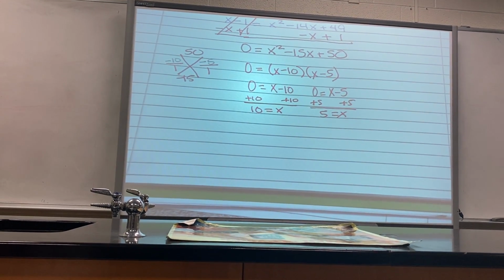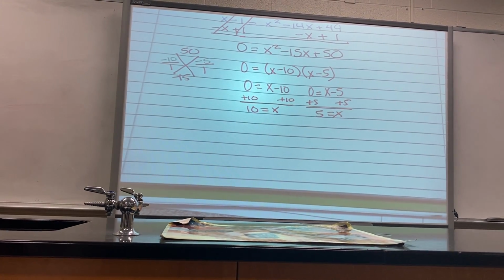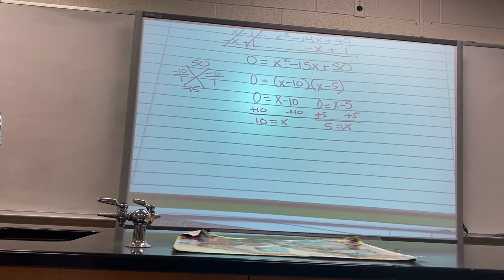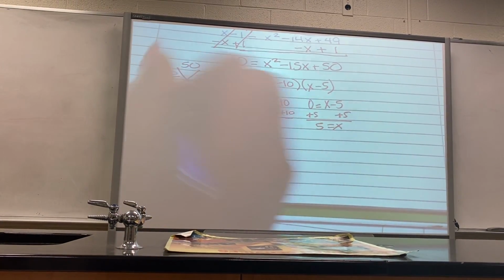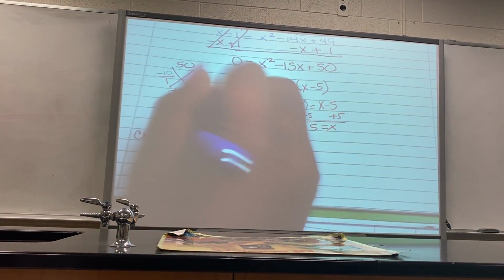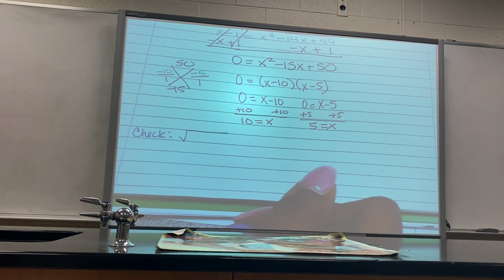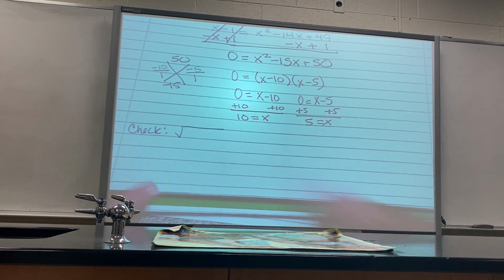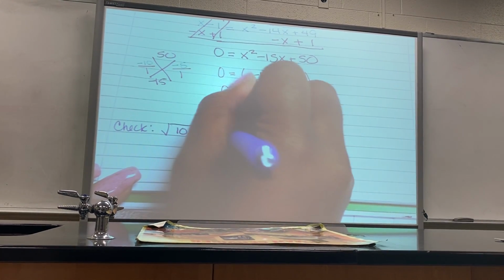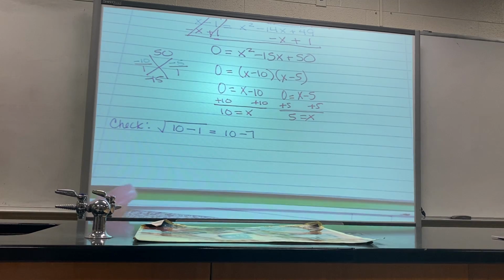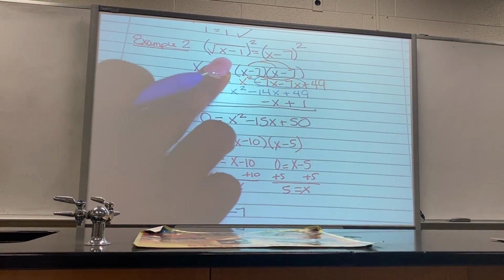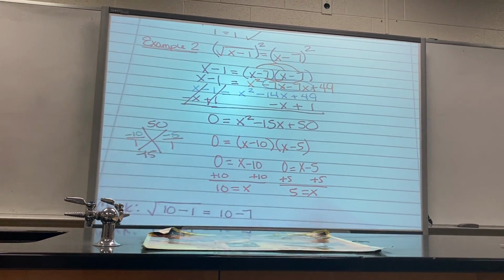Now, because I have two solutions, I have to check them both in my very first equation. So I have the square root of, and I'll check the 10 first. So 10 minus 1 is equal to 10 minus 7. And again, I'm plugging that into my very first equation that I started with at the top, keeping the root on.